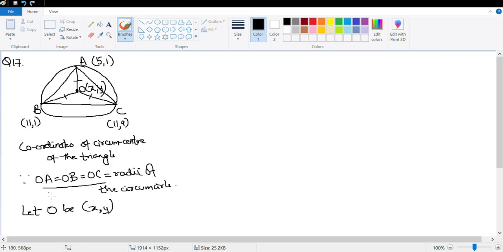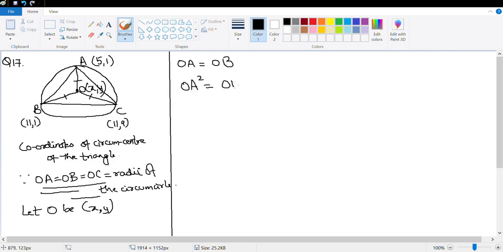So now let me try and equate OA with OB and then equate OB with OC. Maybe I'll get something. Since there are 2 variables and I know nothing about either, I'll have to form 2 equations and solve. Let's look at the first equation. OA is equal to OB. Since both of these will have a square root sign, let me remove the square root from the first step itself, which means OA square is equal to OB square. If I do this, I won't have to bother about the square root sign.